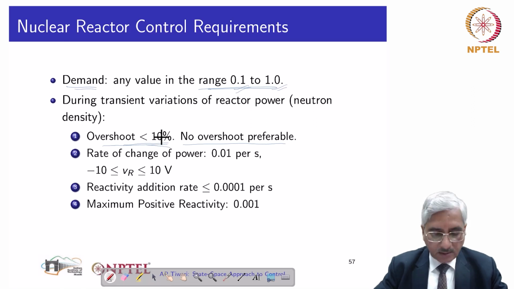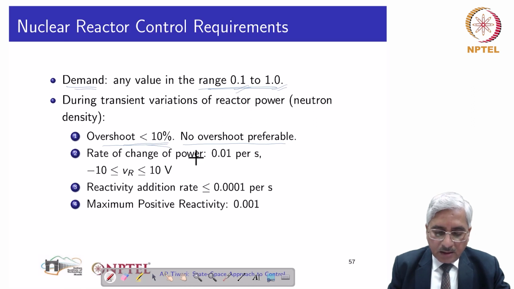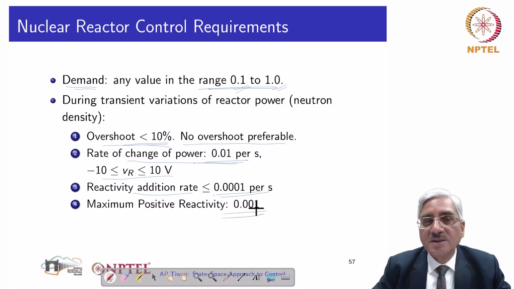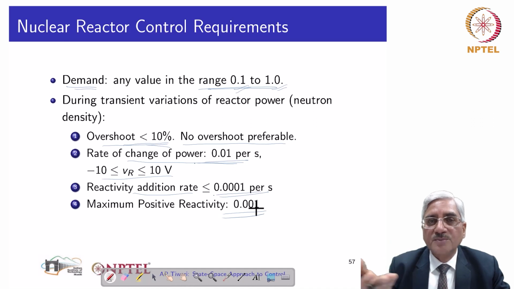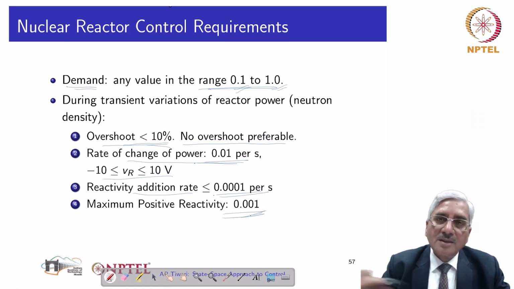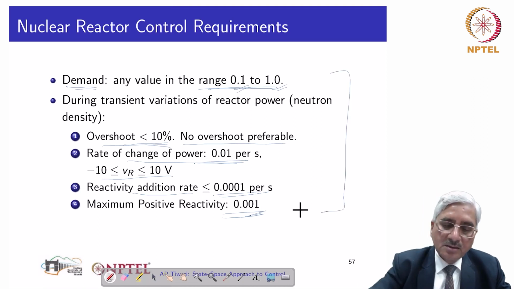noticing any danger. And the rate of change of power is again kept small within this range, and the reactivity addition rate is kept small by limiting the voltage signal to the control rod drive. And at any time the maximum positive reactivity, or rod position with respect to the equilibrium, is also limited to 0.001. So these are the usual control requirements. In any system one has to know the control requirements. For a nuclear reactor they are something like this.